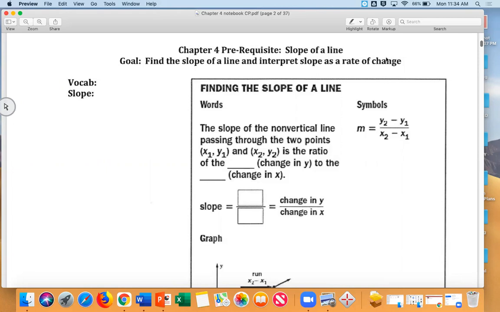So first thing I want to review is slope. And Mike asked the question, are we going to have homework? I don't think so because we already did the slope IXL, right? Yep. So I think we're pretty good on that.